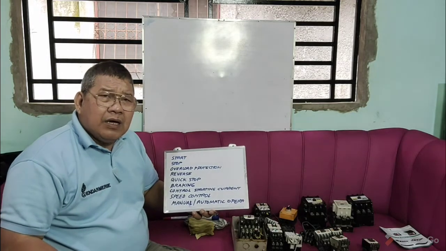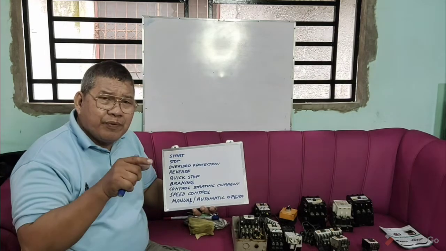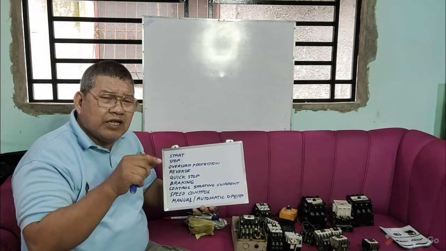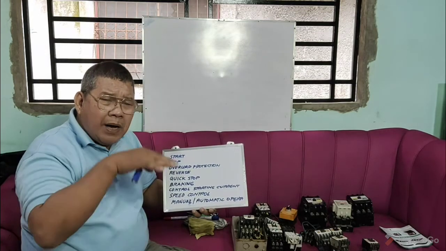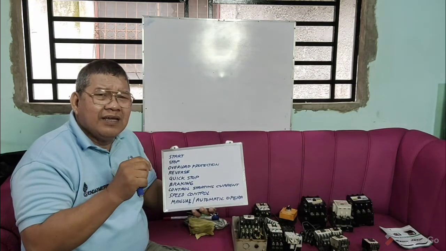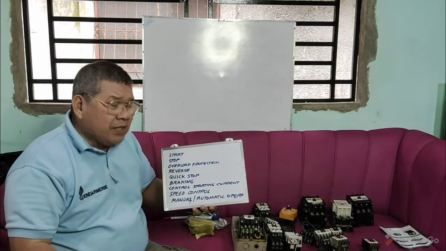Okay? Now, the typical example on this is the elevator. You will notice that when you press the second floor from the first floor, you will go to the second floor. Then upon reaching the second floor, automatically, bug, diba? Stop immediately. So there is no extra movement. So that is because of dynamic braking.